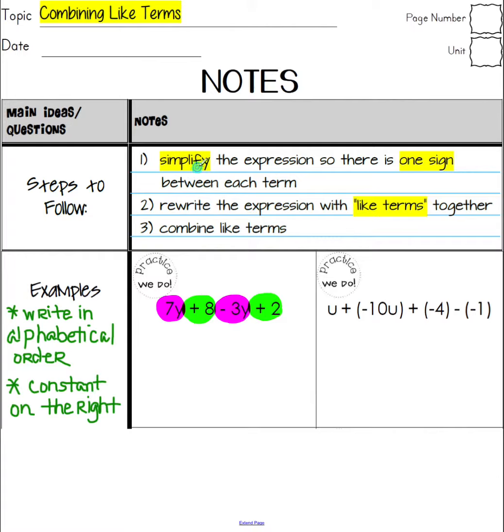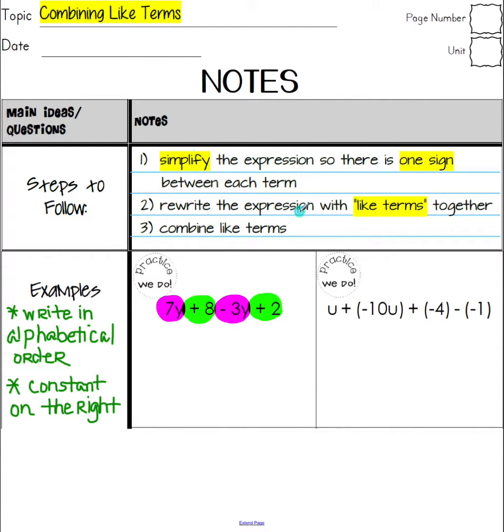So our first step is to simplify the expression so there is one sign between each term. So we can see that we have one sign between the 7y and the 8. We have one sign between the 8 and the 3y, so the minus sign, and we have one sign between 3y and positive 2. So the first step is actually already done for us.